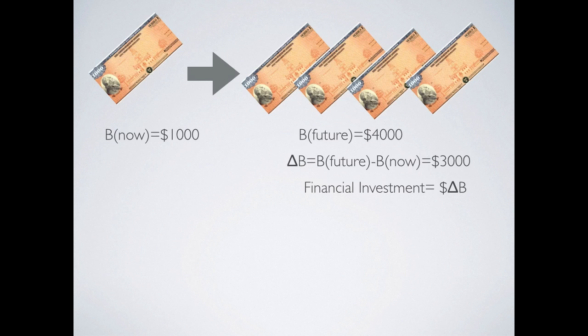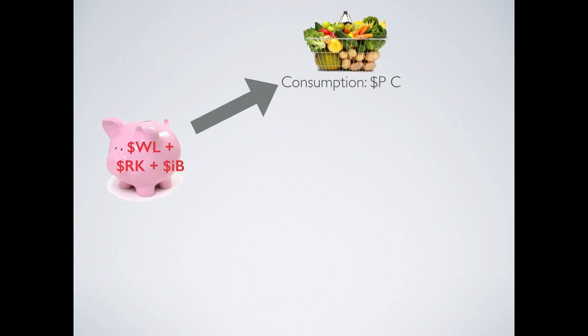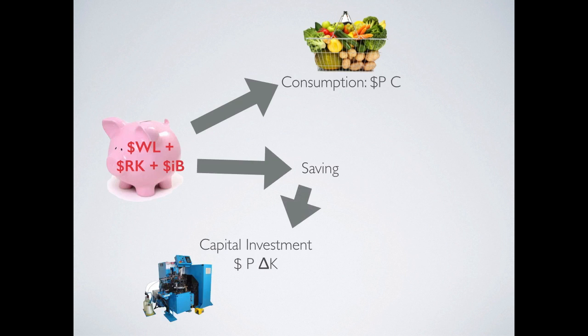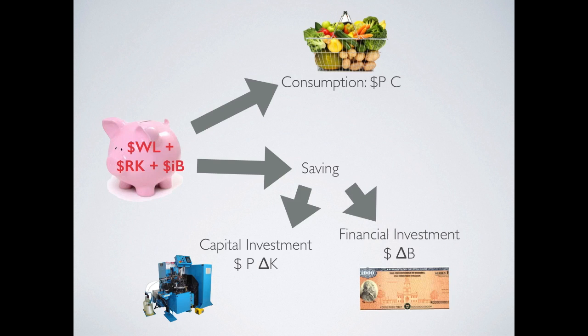Then the 3,000 increment will be called financial investment for the household. In summary, whenever we have the total income flow, WL plus RK plus IB, the household can use them either for consumption or for saving. And for saving, there are two possible saving schemes. One is capital investment, which would be the price of capital machine times the change of capital unit, delta K. The other saving scheme would be financial investment, which means the change of bond balance that you are holding.